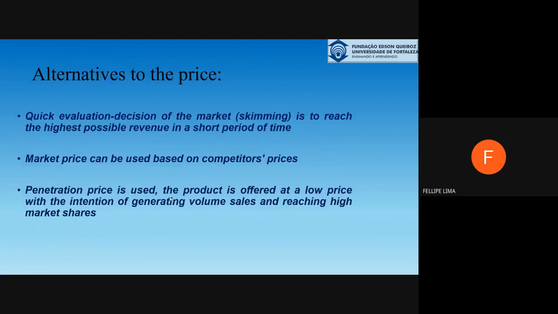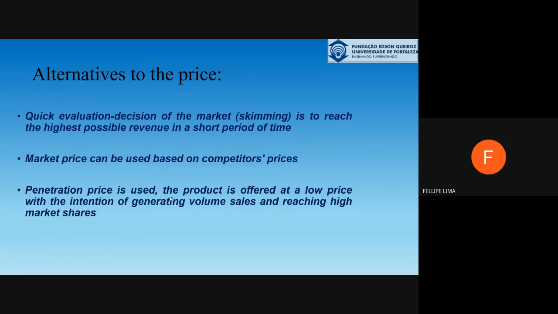Alternatives to the price. Quick evaluation decision of the market. It's called skimming. It is to reach the highest possible revenue in a short period of time. What is that? I will have an aggressive price so I can win my market from my competitors in the shortest period of time possible. That's the quick evaluation decision. Market price can be used to base your competitor's price. If you have another competitor with a price similar to yours, you can raise or lower your price so you can see if the price is already in the optimal position or not.